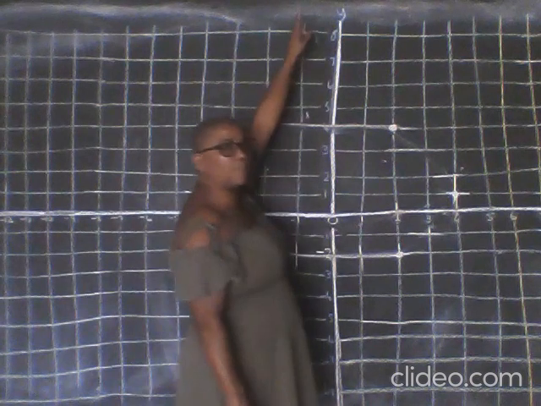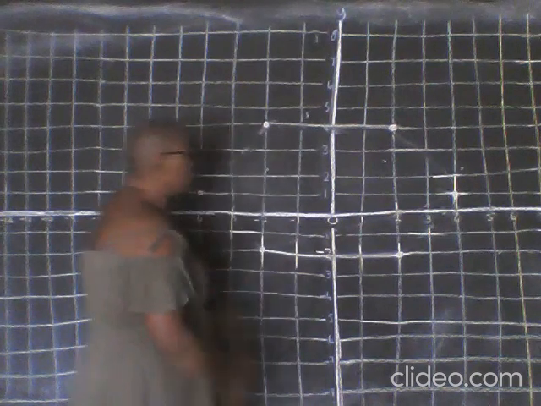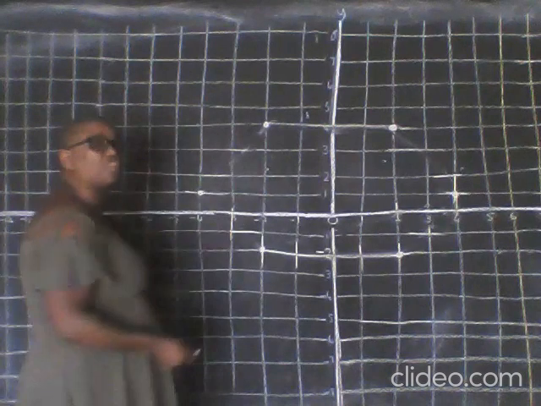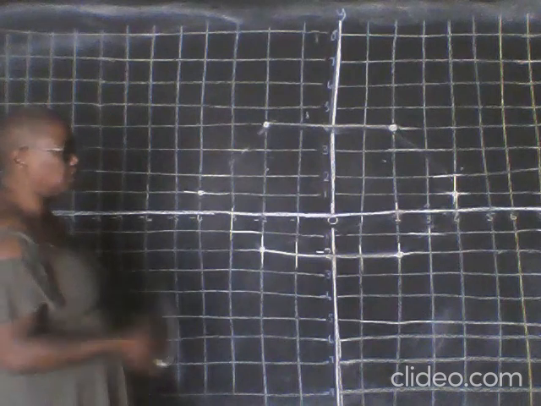Right. So on the y-axis, the ones going up are positive. The ones at the bottom of the 0 are negative. And then this is just a normal number line. Anything on the right side of the 0 is going to be positive, and anything on the left side of the 0 is going to be negative.